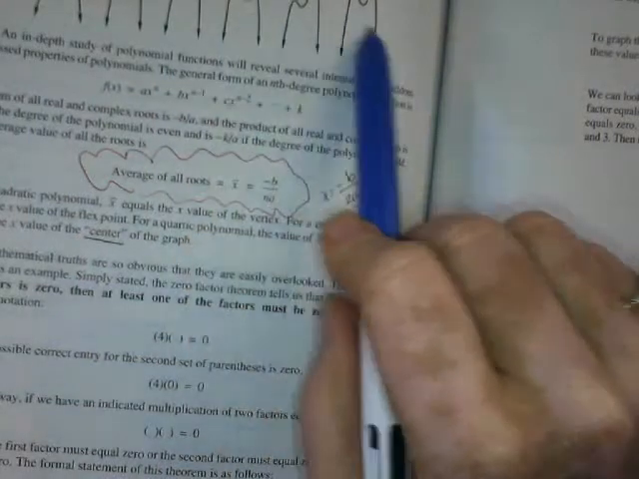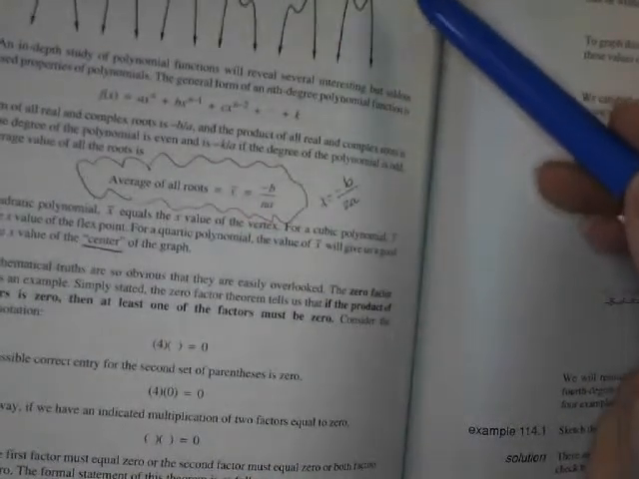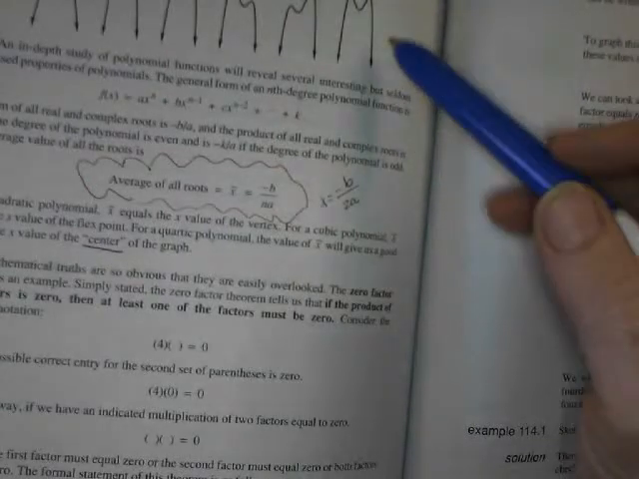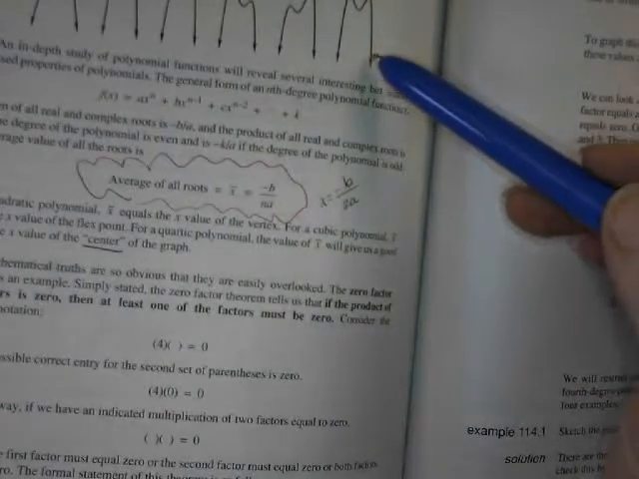Got 2 more minutes to talk about this. This must be a negative quartic, right? Because it's got 1, 2, 3 turning points, so it must be to the 4th power, and they're pointing down, so it's probably a negative quartic right there.